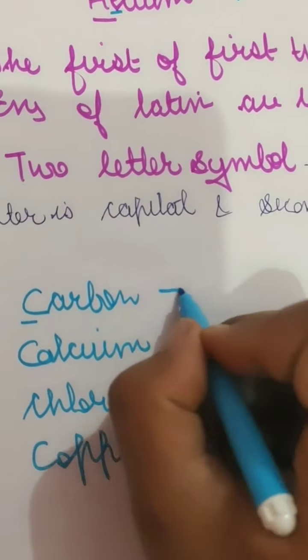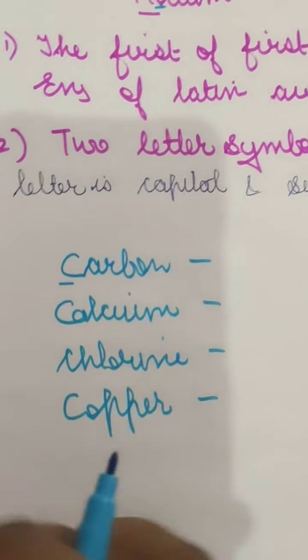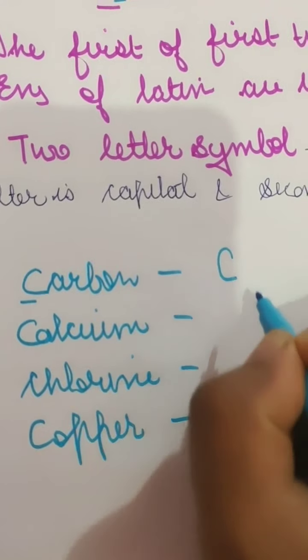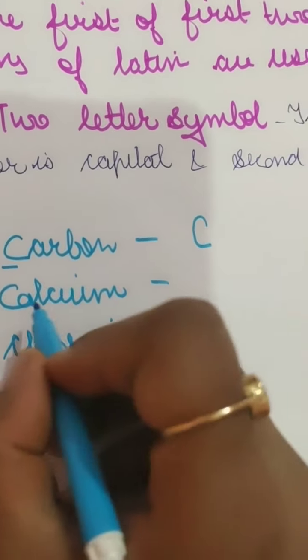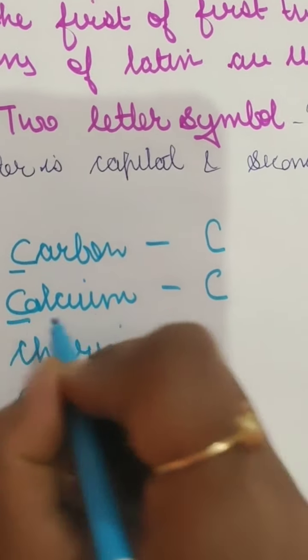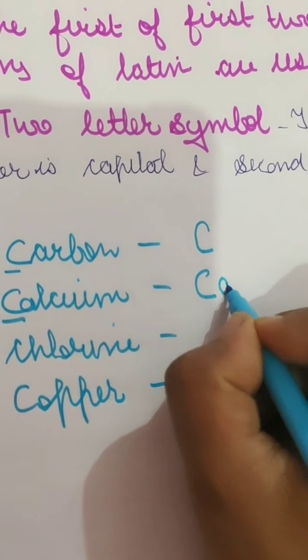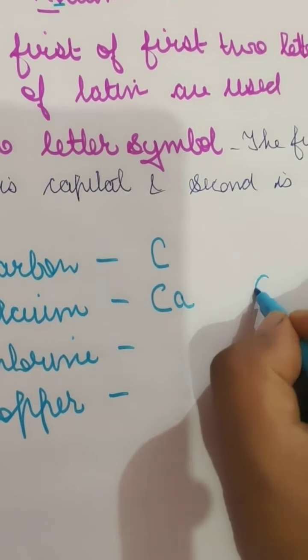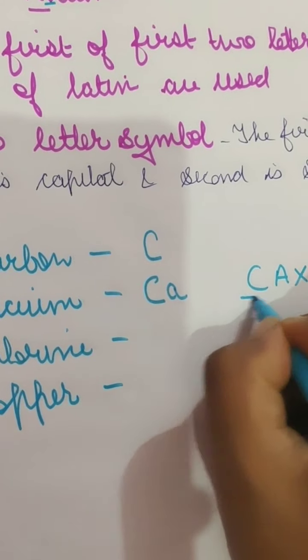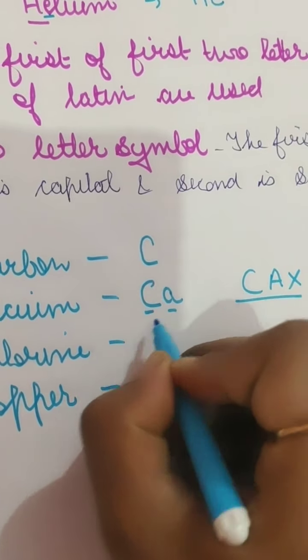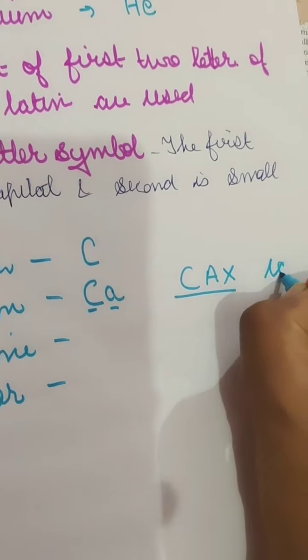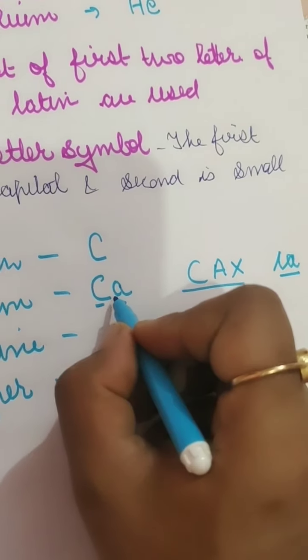Alright, so all these start from C. The first letter is capital, but in the case of calcium the first letter will be C and the second letter will be used, so it will be a small a. We can't write it like C and A, it will be wrong. So we only write C capital and A small. Neither can we join them, we have to write them separately.